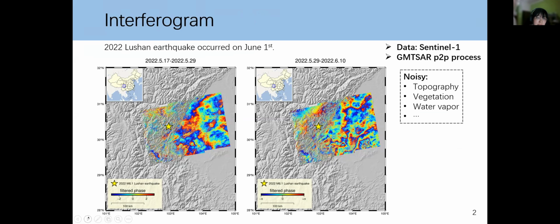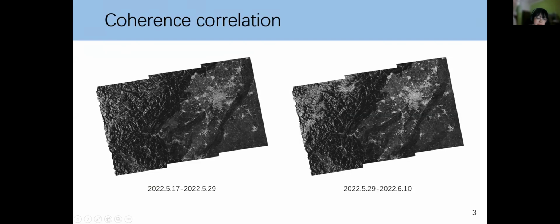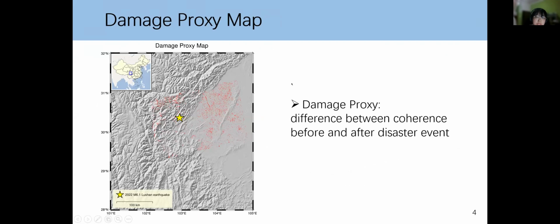But after I got the coherence map, I could produce the damage proxy map. Damage proxy maps are used as a guide to identify damaged areas after a hazard. It is produced by calculating the difference between the coherence maps before and after the disaster.